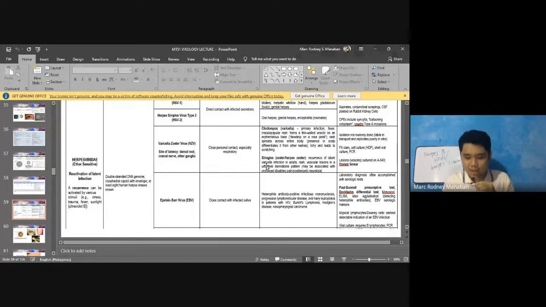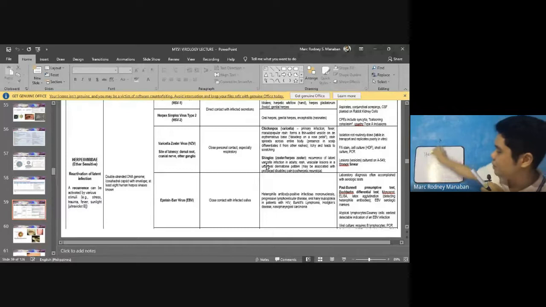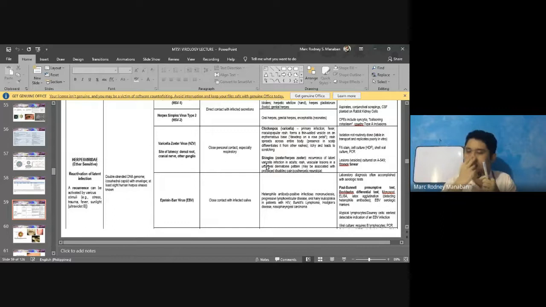Now, for detection or diagnosis, there is isolation, FA stain, and of course lesions can be subjected to a Tzanck smear. Take note of that. With a Tzanck smear, you get a sample from the lesion, process it histologically, and then examine it for CPE, cytopathologic effects. Now, another method for VZV is your FAMA, your fluorescent antibody to membrane antigen. That's another serological test for your VZV. So take note of that. FAMA, fluorescent antibody to membrane antigen. All right. So that's for VZV.